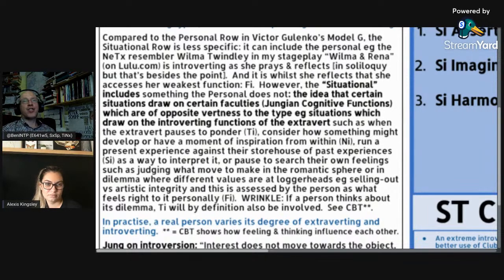However, the situational includes something the personal does not. The idea that certain situations draw on certain faculties, Jungian cognitive functions, which are of opposite vertness to the type, e.g., situations which draw on the introverting functions of the extrovert. So these two profiles, I have different explanations in this column, depending on whether it's an introverted profile or an extroverted profile, just in order to fit more in.